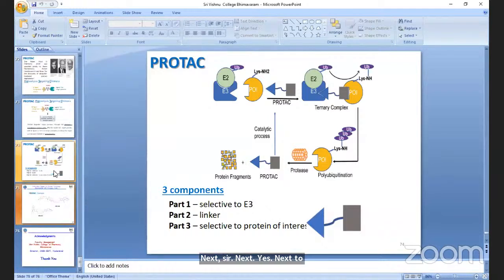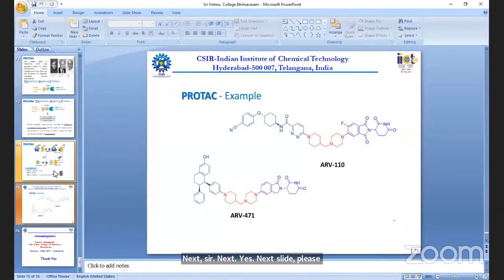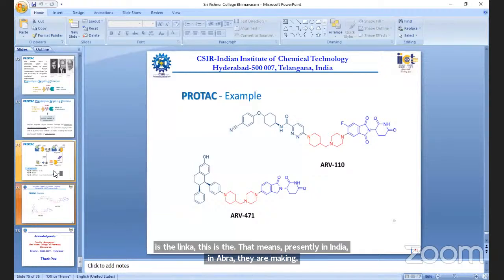Next slide, please. Yeah, these are the examples shown here. This is a linker, where I have shown in red that a nitrogen heterocycle is there. This is the linker. That means presently in India, and abroad, they are making these. Germany, Japan, and other countries are making them.